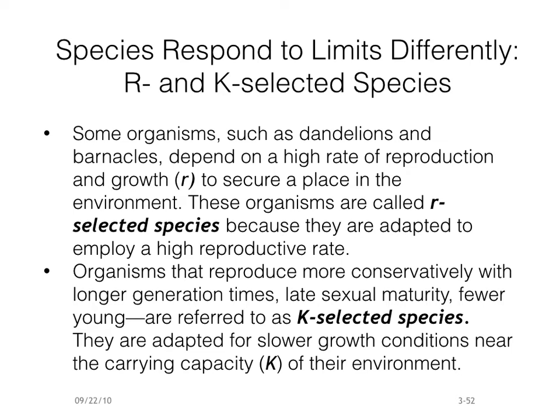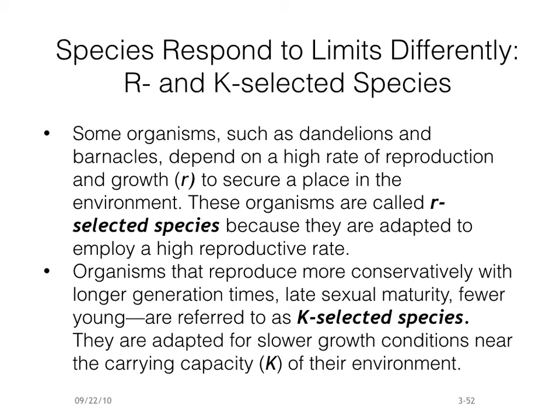Some organisms, such as dandelions and barnacles, depend on a high rate of reproduction and growth to secure a place in the environment. These organisms are called R-selected species because they are adapted to employ a high reproductive rate to overcome the high mortality of virtually ignored offspring. These species may even overshoot carrying capacity and experience population crashes, but as long as vast quantities of young are produced, a few will survive.